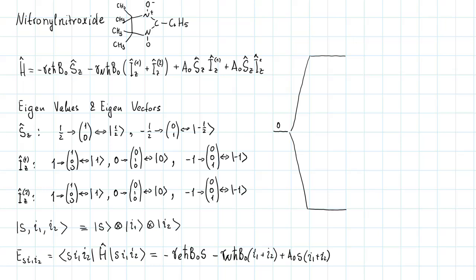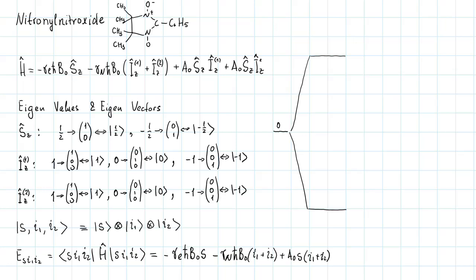The third largest value of the sum I1 plus I2 is equal to 0. In this case, this value can already be realized in three different ways. The first possibility is when I1 and I2 are both equal to 0. The second possibility is when I1 is plus 1 and I2 is minus 1. And the last possibility is when I1 is equal to minus 1 and I2 is equal to 1.